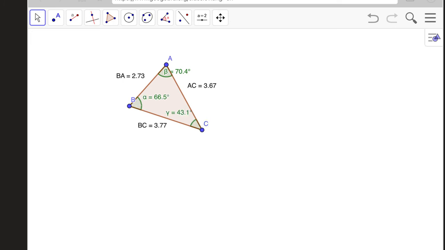That's 41, and that's 70.4. All right, and that's it. That's how you find the distance and the angles of each triangle using GeoGebra.